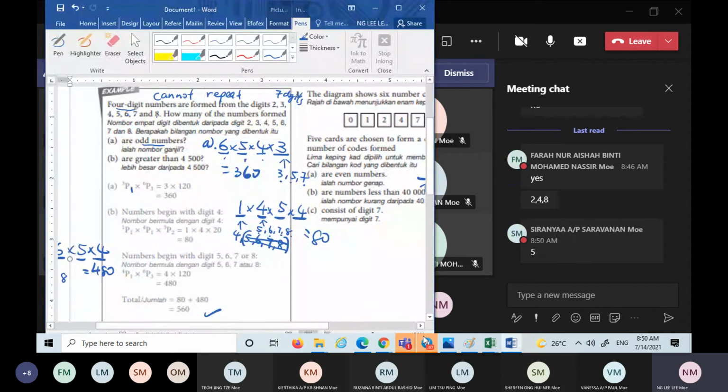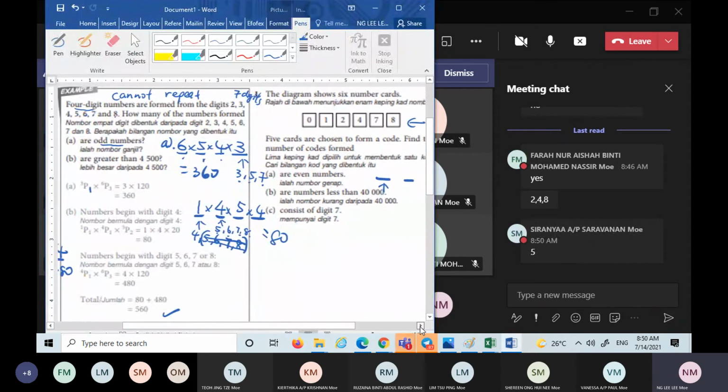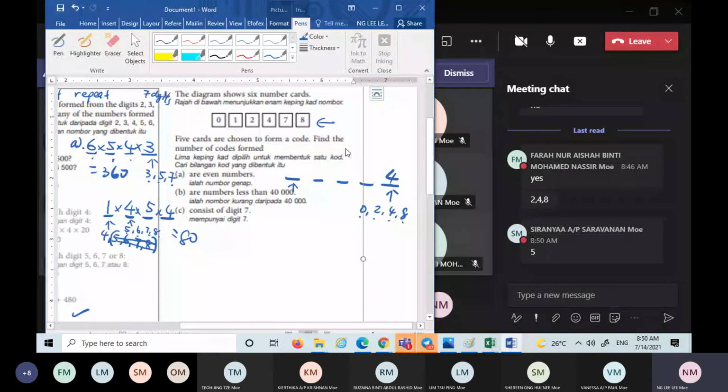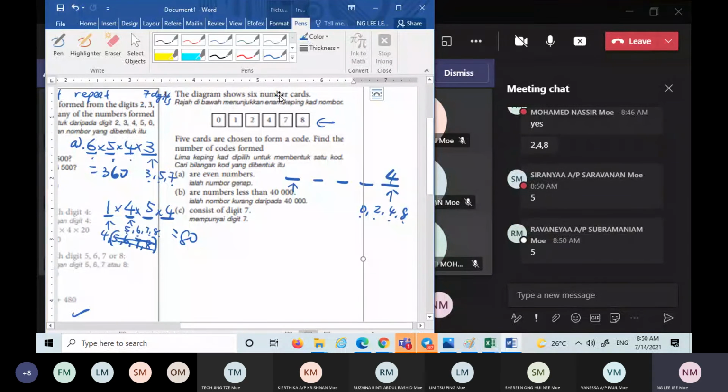Nobody answering? Okay, Siranya says 5 ways. 6 cards take away 1, so the balance is 5. Okay, thank you. So it's 5 here. We continue: 4, 3, and 2. So you multiply, then you get the answer 480. This is for part A.